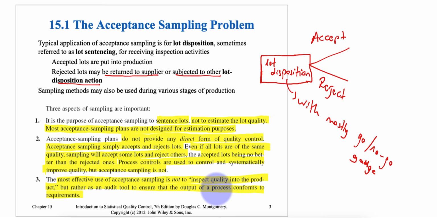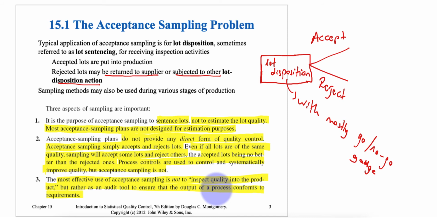There are three aspects of the sampling that are important. The first one, the purpose of the acceptance sampling is not estimating the quality of the processes. In acceptance sampling, we are just making a decision about the lots, accept or reject. That's it. And from the acceptance sampling plans, we cannot make any inference about the quality control of the processes. We cannot make this, okay?